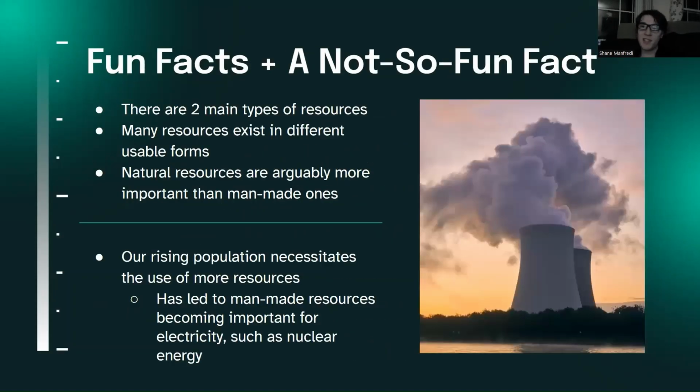So let's get into some fun facts here real quick to close out the presentation. There are two main types of resources. We have renewable and non-renewable, which is basically just reusable and non-reusable. Many resources exist in different usable forms, such as water. We can take water and use it, and we can take ice and use it. And those have very different uses, even though it is essentially the same resource. And natural resources are arguably more important than man-made ones, simply because, I mean, let's look at it. We wouldn't have man-made resources unless we had natural resources first to build upon.